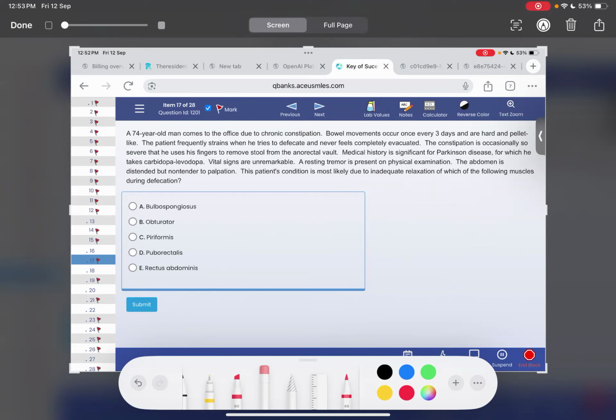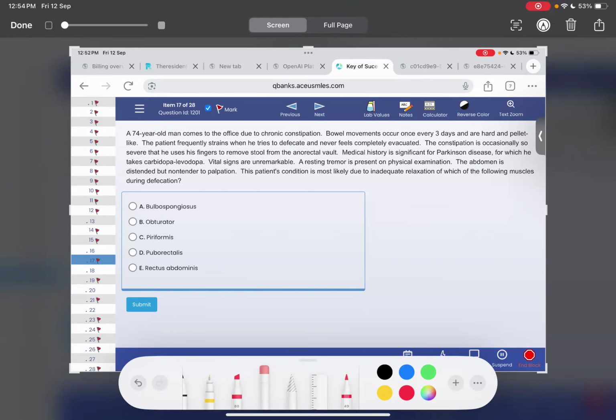This patient's condition is most likely due to inadequate relaxation of which of the following muscles during defecation? A 74-year-old man comes to the office due to chronic constipation. This is asking about the muscle, not the nerve. Okay, muscle.